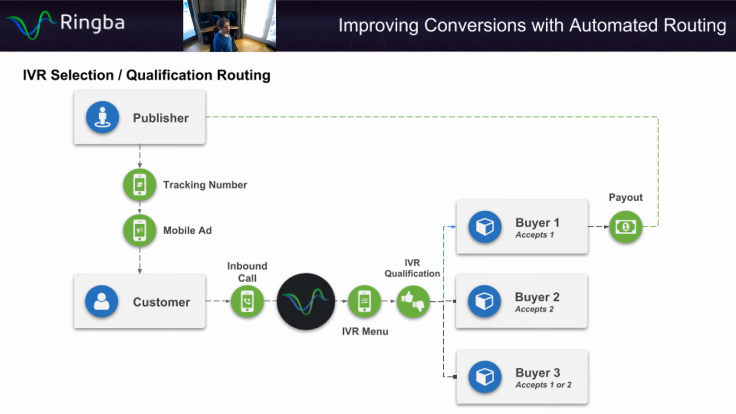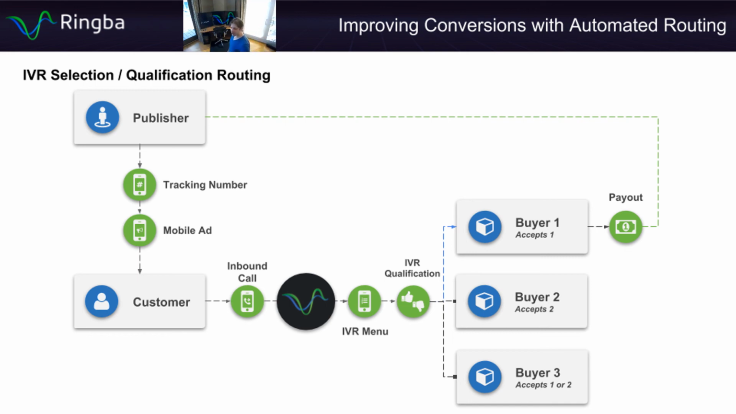IVR example. Now, in most cases, it's going to be more of a qualification scenario. So if we use the debt buyer example that we did on the last slide, the debt buyer is going to ask, do you have more than $10,000 in credit card debt, or do you have less than $10,000 in credit card debt? And so that IVR is going to sound like this. If you have more than $10,000 in credit card debt, please press 1. If you have less than $10,000 in credit card debt, please press 2.